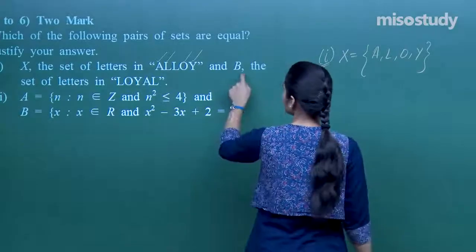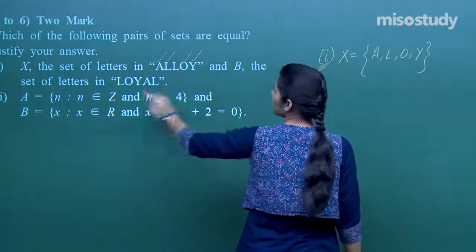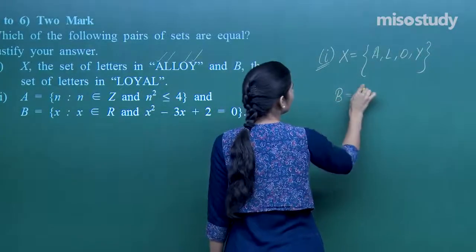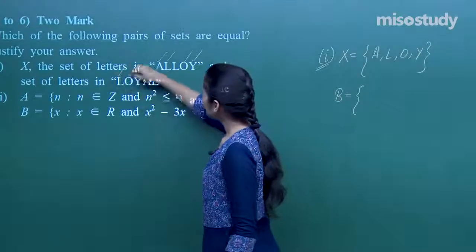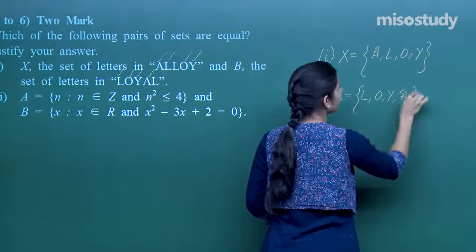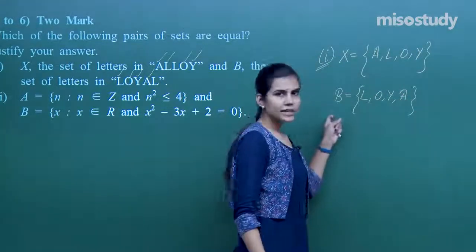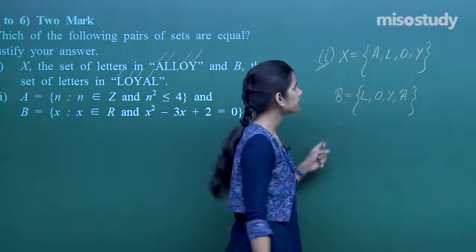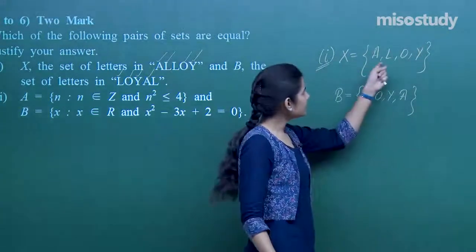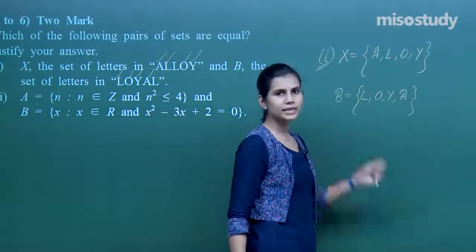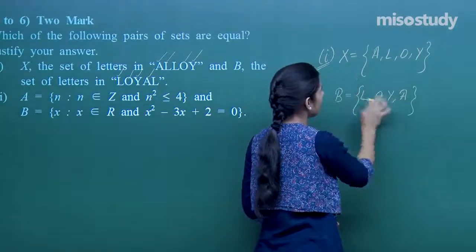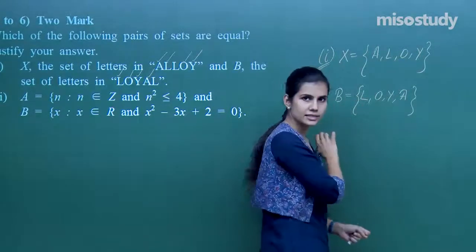And set B is the set of letters in the word loyal. In the word loyal, distinct letters are L, O, Y and A. Are these two sets equal? These two sets will be equal when X will be contained in B and B will be contained in X. Whatever is in X should be in B, whatever is in B should be in X. You can see A is in X, L is in X, O is in X and Y is in X.